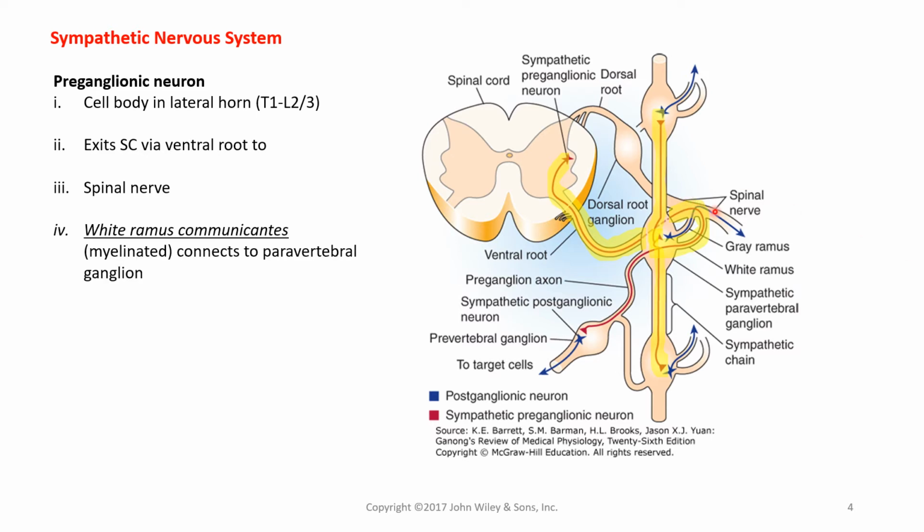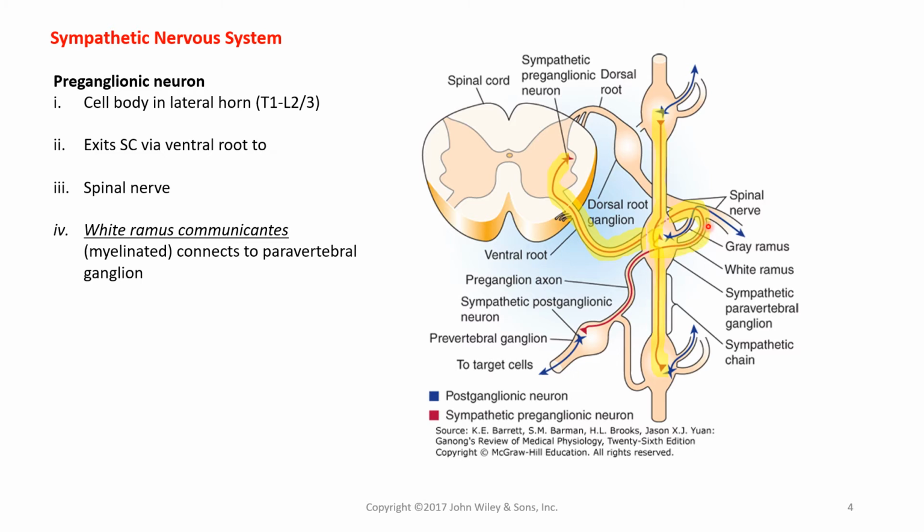And that spinal nerve is going to have a branch off of it, and you learned about this last time, called the white ramus communicantes. I think I just called them the ramus communicantes or communicante rami. There's 2 of them. There's a gray one and a white one. Well, because this preganglionic neuron is myelinated, this is going to be the white ramus.